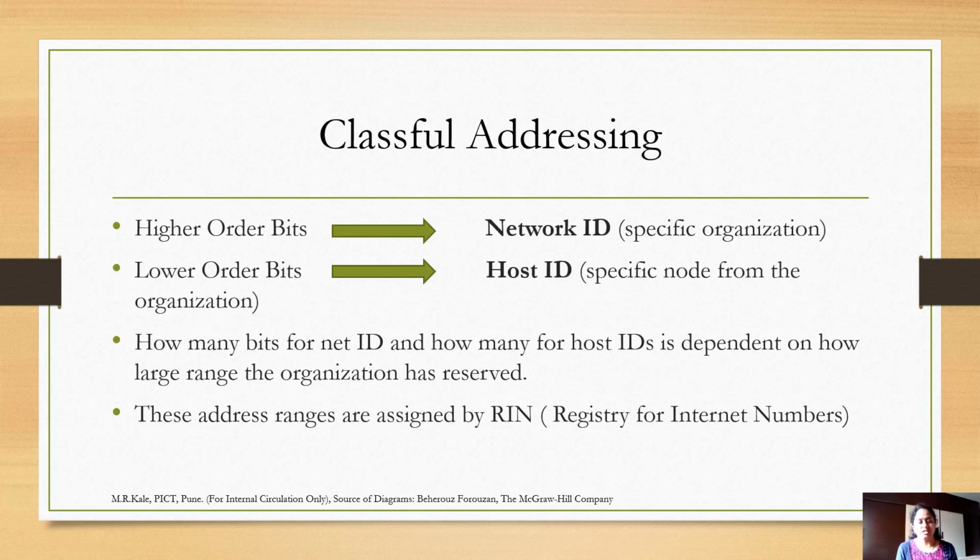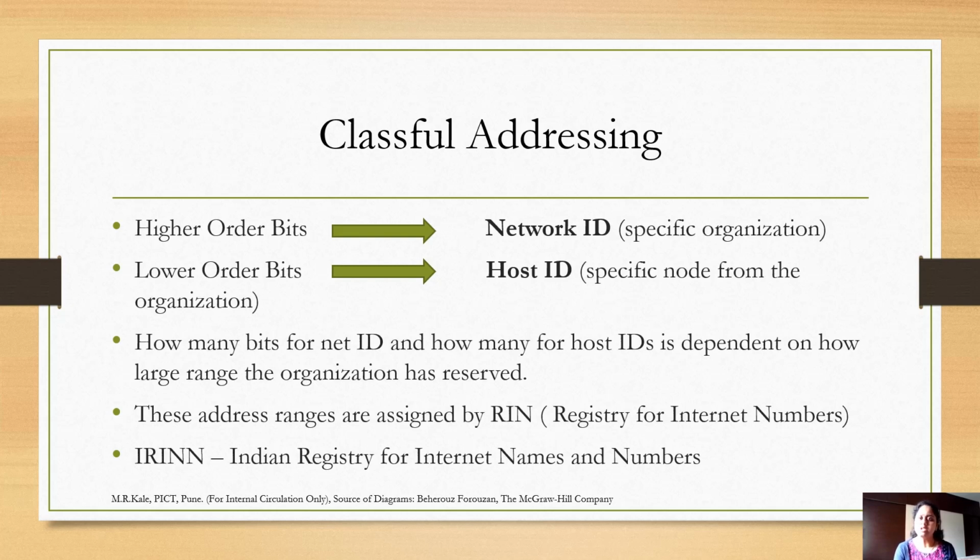Now these IP address ranges, we took an example of two organizations. So the employers, the owners of those organizations, have to reserve or purchase the IP address ranges, and those IP address ranges have to be registered with a specific registry, and that registry is known as RIN, that is Registry for Internet Numbers. These registries operate differently for various countries, and the Indian registry is called IRIN, Indian Registry for Internet Names and Numbers. So however much address range the employer wants to reserve, that should be reserved and registered with IRIN.